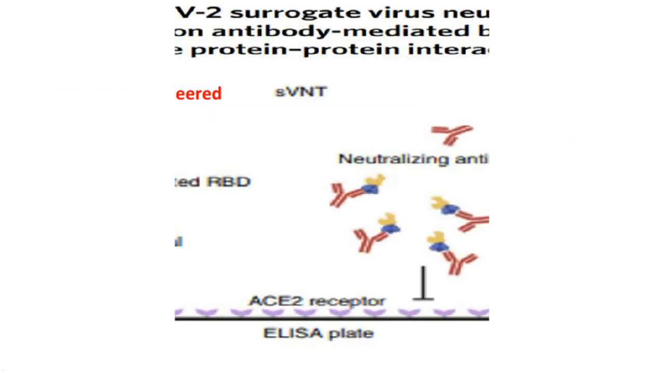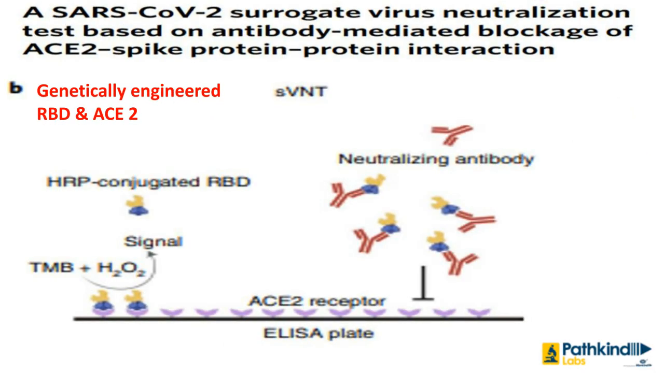Since we wanted the results the same day, a cell-free, virus-free, genetically engineered RBD linked to a label, with ACE2 receptors, was used in ELISA, and this would then indicate whether neutralization is present or not.